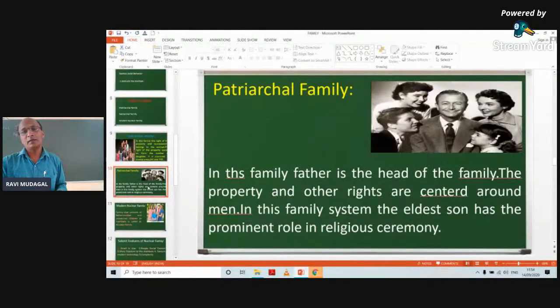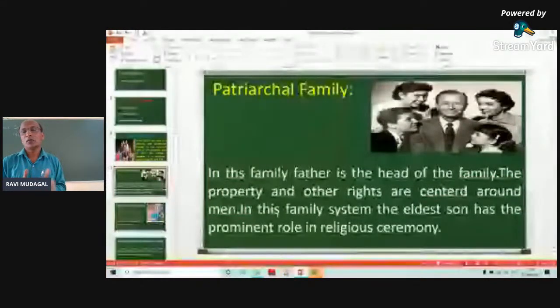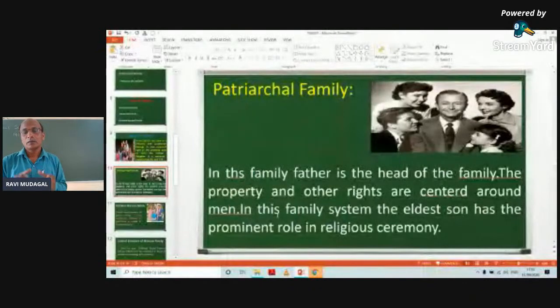When it comes to a patriarchal family, the father plays the vital or prominent role. In this family, the father is the head of the family. In a matriarchal family, the mother is the head of the family. In a patriarchal family, the father is the head. The property and other rights are centered around men. In a patriarchal family, we see that the property and other rights are fully centered around men, not women.